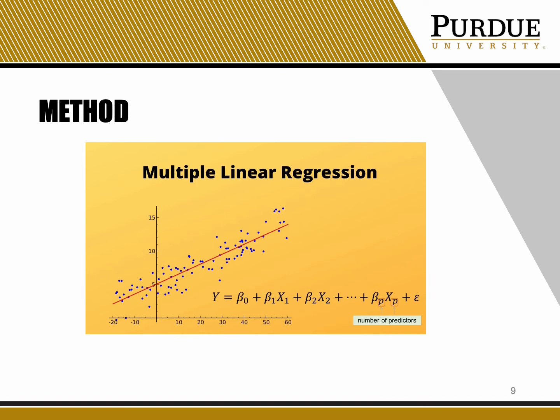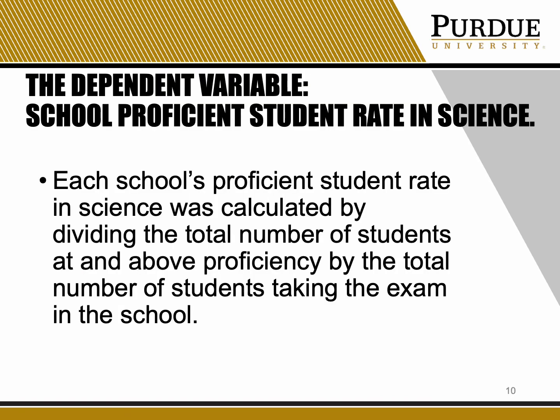For the statistical method, we ran multiple linear regression. Our dependent variable is school's proficient student rate in science. Each school's proficient student rate in science was calculated by dividing the total number of students at and above proficiency by the total number of students taking the exam in the school. For example, in a school with 100 students, if 15 students in total are at or above proficiency level, we can say that this school has 15% science proficient students. The higher number indicates more students are at or above the proficient level in a school.